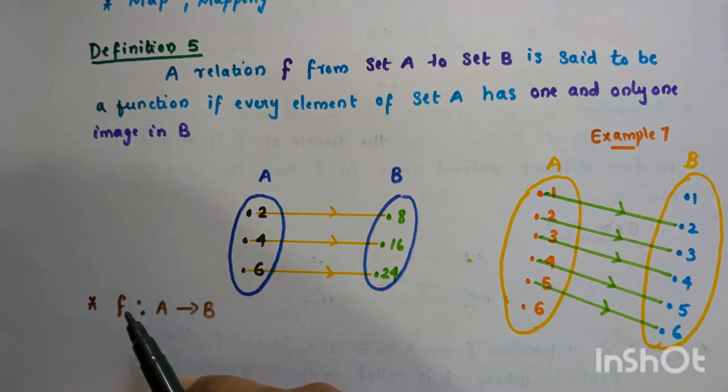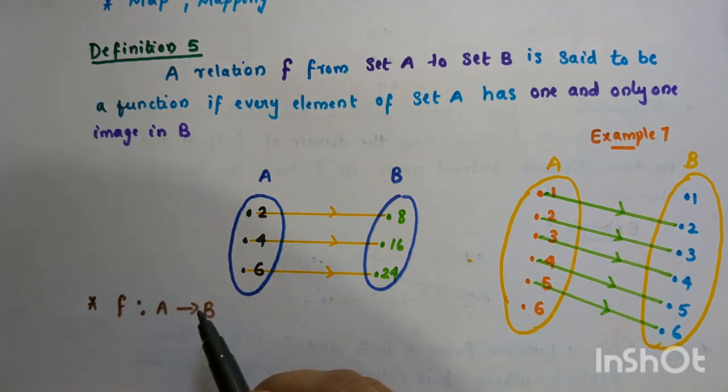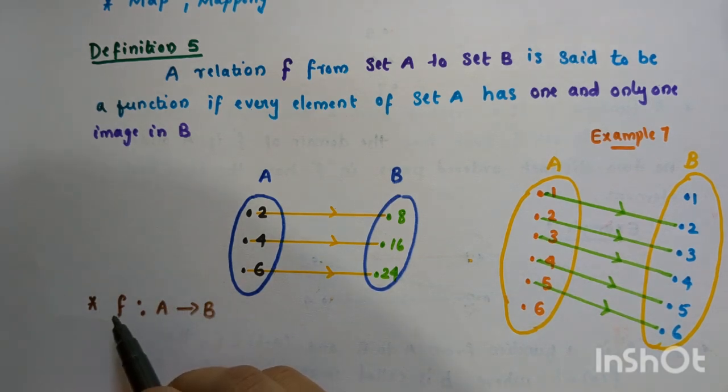The function f from A to B is denoted like this: f is a function from A to B.